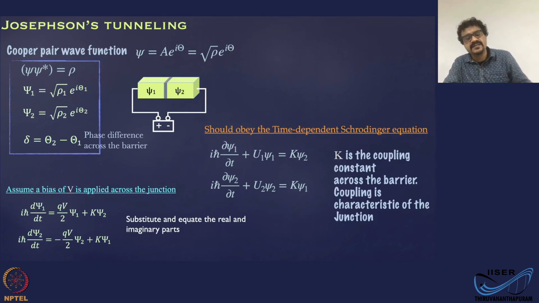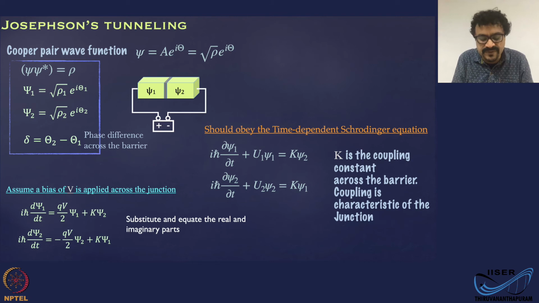Now, let us set up the formalism of Josephson tunneling. What you have is two superconductors with wave functions psi1 and psi2. The wave function is of this form. This is a Cooper pair wave function. There is only one state we are considering. We are not worried about the quasi-particle here, only Cooper pairs. It's one wave function, A e to the power i theta.